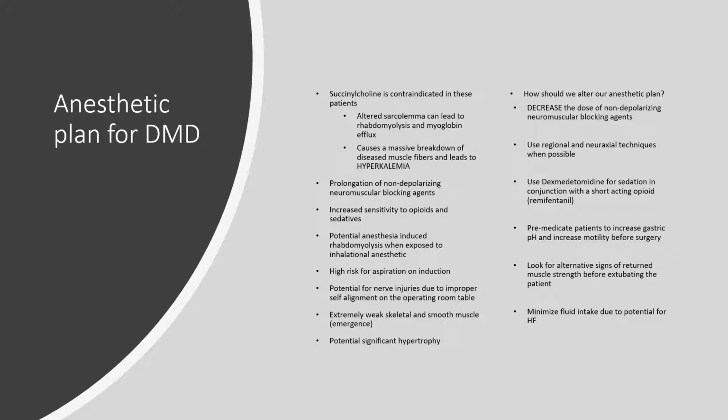Also, these patients have weak skeletal and smooth muscle with increased risk of nerve damage. So you'll need to take care to ensure your airway is maintained and safe as well. More specifically, we would try to use regional or neuraxial techniques when possible, and premedicate to decrease the risk associated with aspiration and minimize fluid intake due to potential for heart failure. We could use dexmedetomidine for sedation because it's not a respiratory depressant, like a lot of our other anesthetics, in conjunction with short-acting opioids like remifentanil if they are needed to limit the exposure to volatile anesthetics.